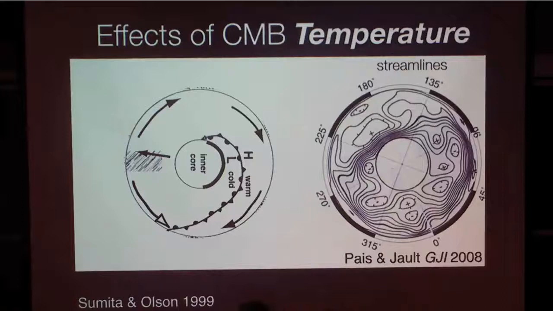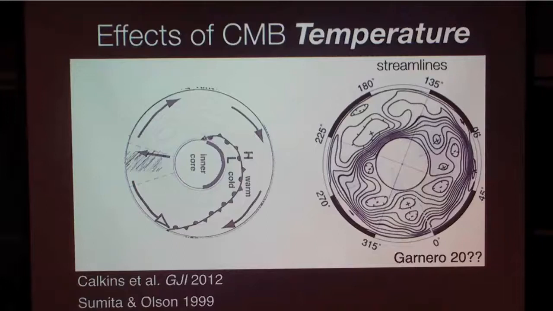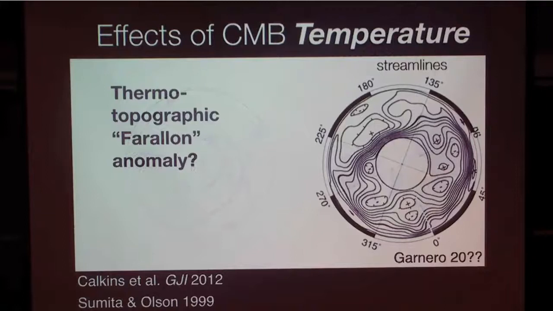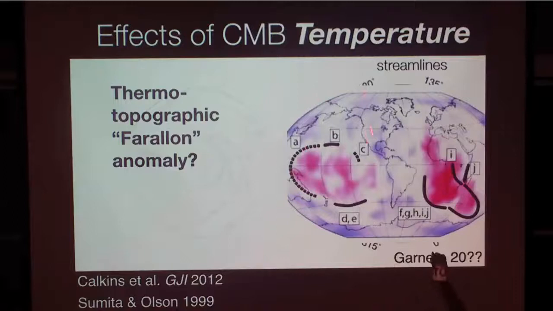But what I then want to get at is, if you add those two together, maybe it's a moderately good agreement with Pei and Zhou. And so then maybe there's a thermotopographic anomaly somewhere Farallon-esque. Does that fit? Maybe. Maybe there's something interesting over there. You could argue. That's what we're requesting.